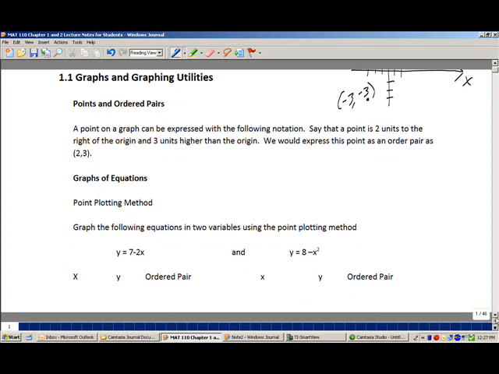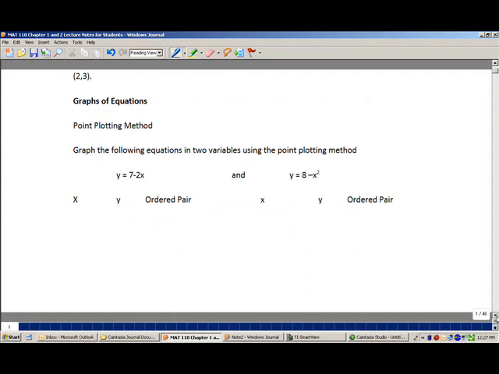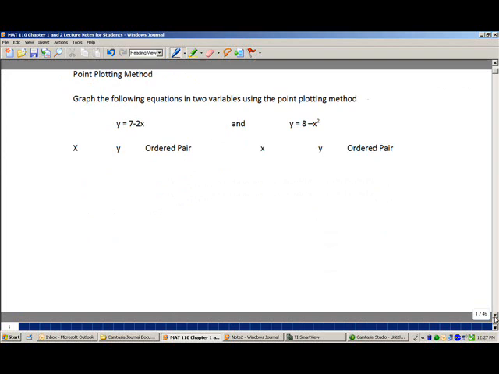So how do we use these ordered pairs to graph, say, an equation? Well, I've got a couple equations here, and that's exactly what we're going to do. I've got y equals 7 minus 2x. What we're going to do is pick some values for x, and I'm going to start out with maybe -3, -2, -1, 0, 1, and 2, just to pick some points. Then as I plug those values in for x, I'm going to find out what y is equal to. If I put in a -3, I get -3 times -2, which gives me +6. So 7 plus 6 gives me 13.